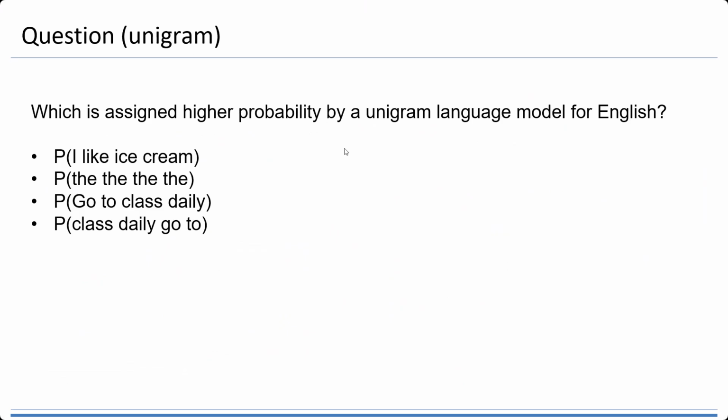Question. Which is assigned higher probability by a unigram language model? I have 4 sentences. I like ice cream. The second sentence is "the the the the". The third sentence is "go to class daily". The fourth sentence is "class daily go to". According to the unigram language model, which has the higher probability?